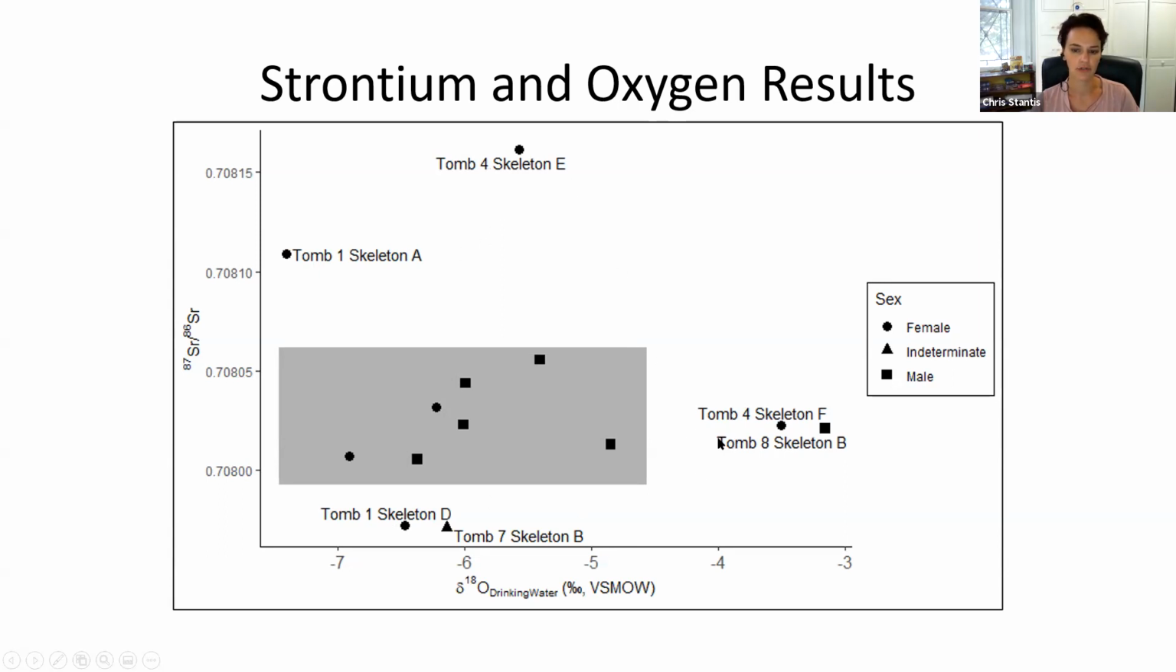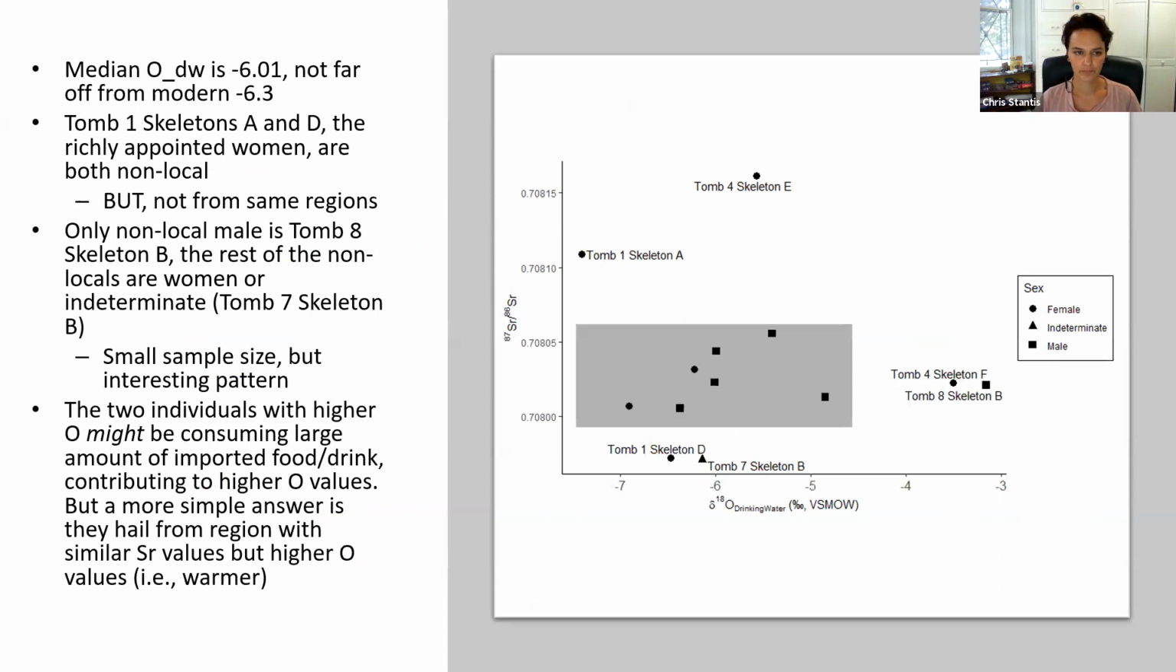So these are 6 individuals from el-Marra who would have grown up outside of el-Marra. They're non-locals who came in and were buried there. Now, interestingly, if you're interested in oxygen values, the median oxygen value for the individuals is close to the modern oxygen precipitation, 6.01 versus 6.3. That might simply be a coincidence, but the drinking water values of the early Bronze Age seem to be isotopically similar to modern precipitation values.